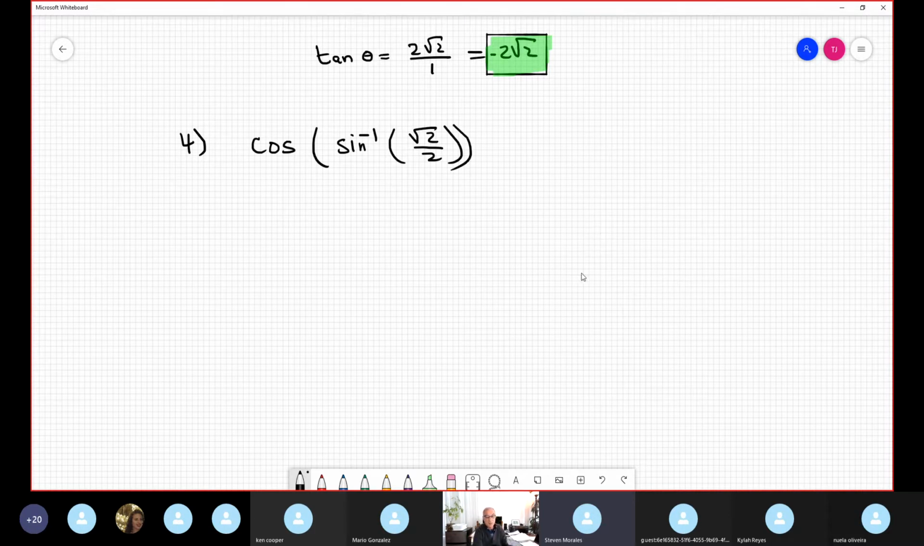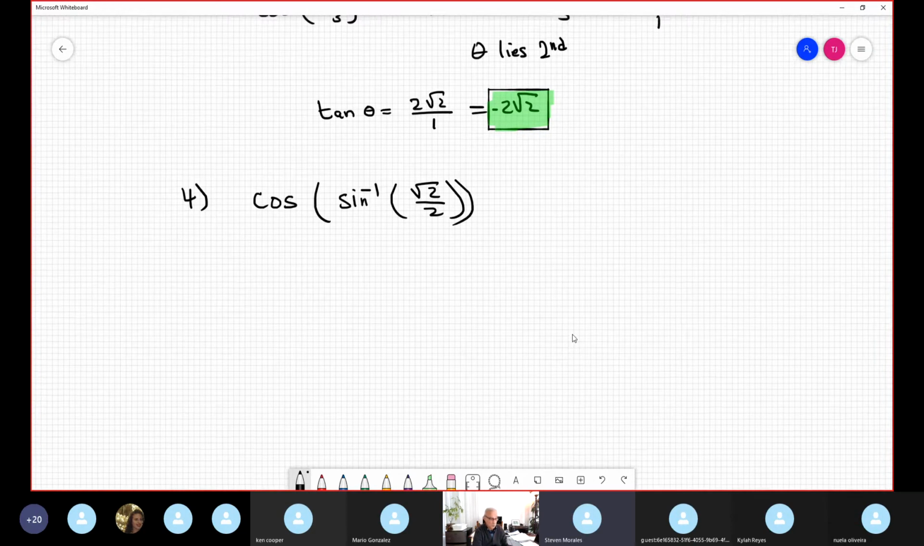Okay, I need help. What should I do? Value, angle, value, no? Okay, and then I write sine inverse of radical 2 over 2 equal theta. Therefore, this is equivalent to say sine theta equal radical 2 over 2.